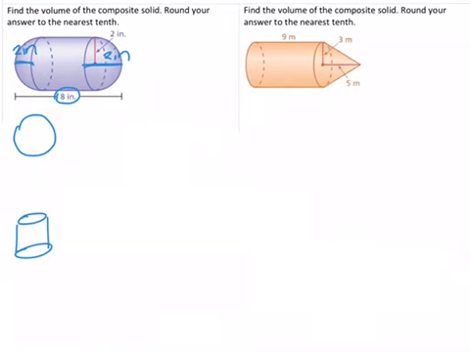The next example you guys have is a cylinder and a cone. So go ahead and find the volumes of those and then add them together. Check back with your answers. You are going to round to the nearest tenth, 1 decimal place.